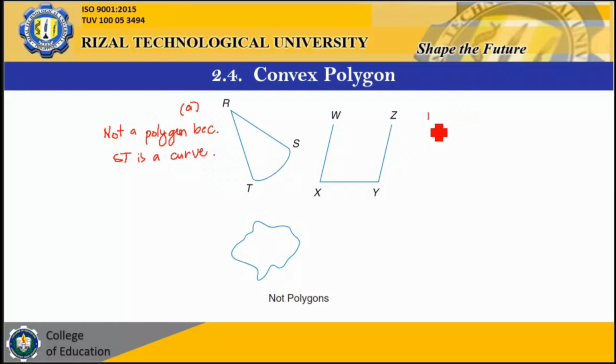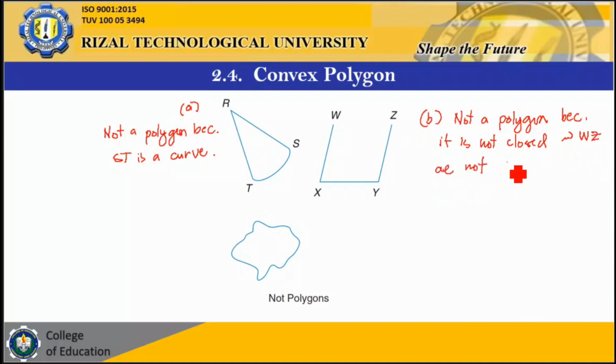For B, notice as well that even though WX, XY, and YZ are segments, it's still not a polygon, because we basically define that it should be closed, and it is not closed. W and Z are not connected.